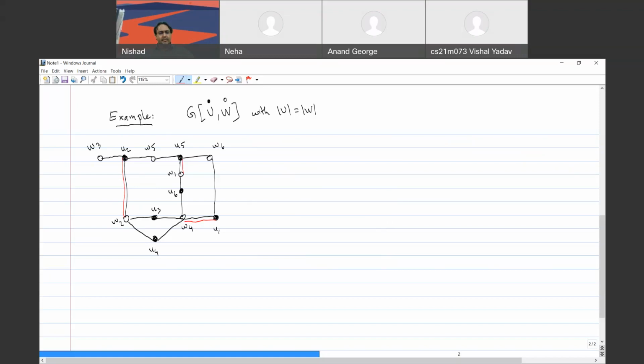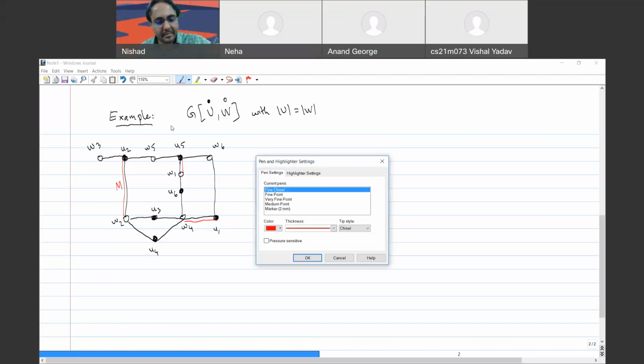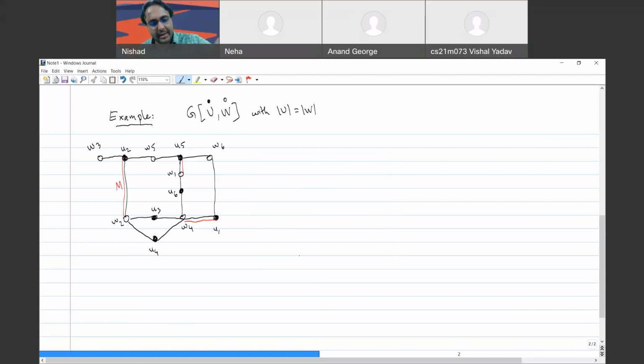Why is this maximal? Can you give me an argument using stable sets? Sure, you cannot add any more edges. Can you phrase it in terms of stable sets? What are the exposed vertices? Supposing this is my M. What are the M-exposed vertices?